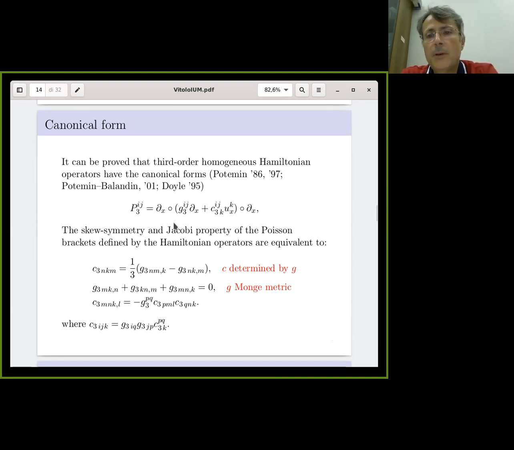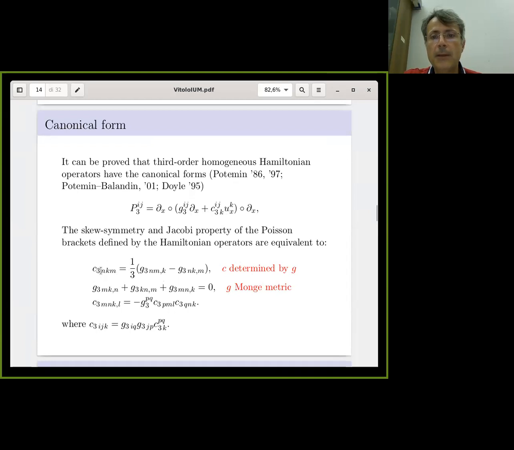And in this form, the operator is factorized. It has a first order dx before and after a first order operator, which is much more simple than the full size third order homogeneous operator. So you have much less coefficients than the most general case, and such coefficients are related in such a way that C3, the block C3, is completely determined by G3. And the formula for the determination is here.